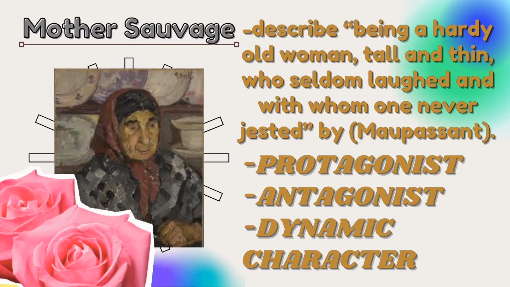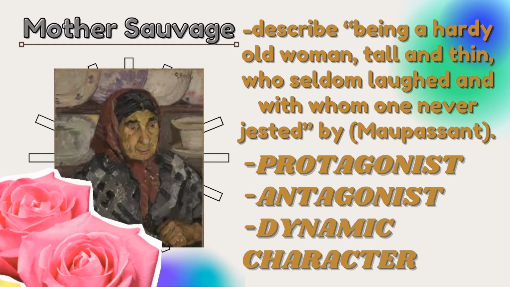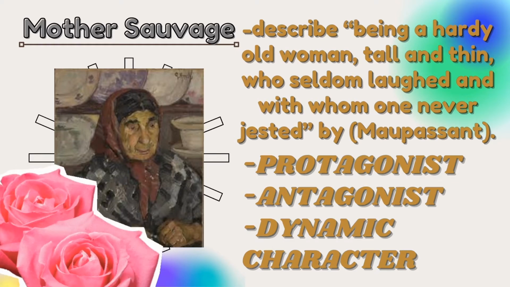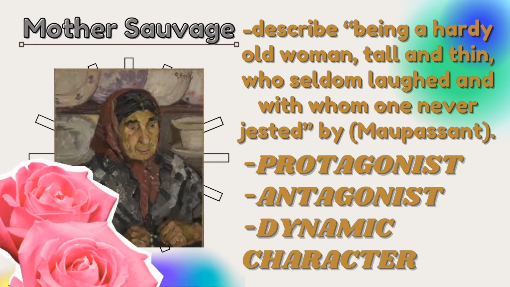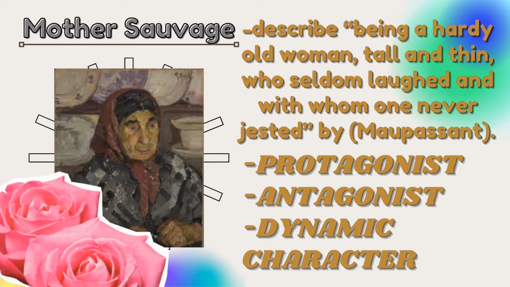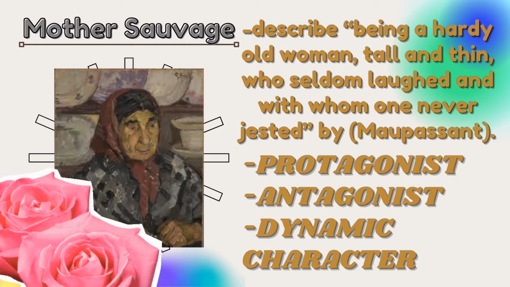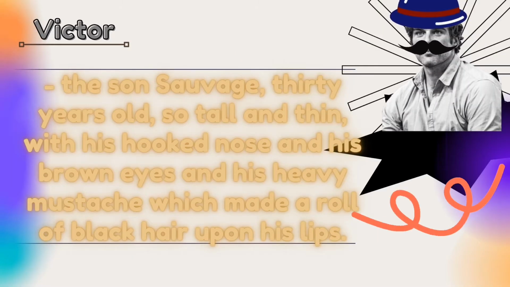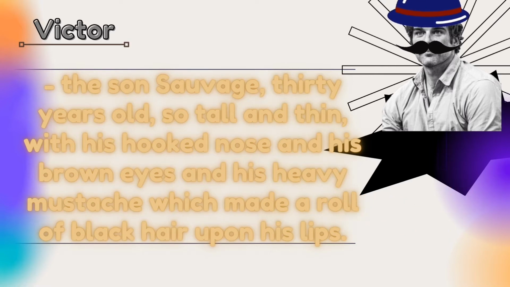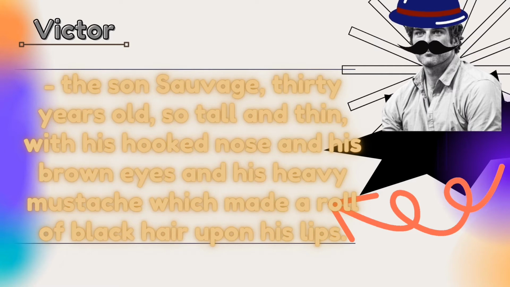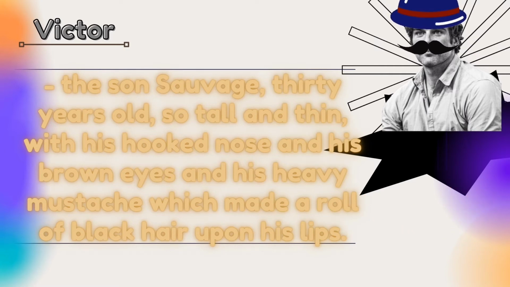She houses these Prussian soldiers without ever wanting to harm them. Sauvage suggests that she is wild and cannot be contained. The savage comes out in her when she becomes an antagonist. As soon as Mother Sauvage kills the Prussian soldiers, the antagonist in the act of being savage is present. The second character is the son of Sauvage, Victor, 30 years old, so tall and thin, with his hooked nose and his brown eyes and his heavy mustache, which made a roll of black hair upon his lips.